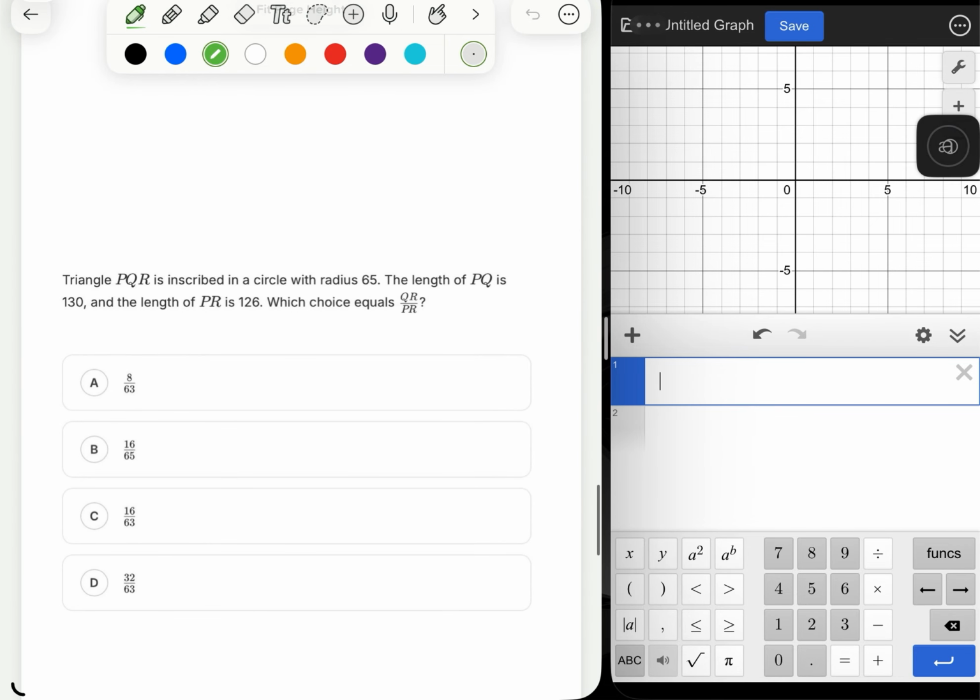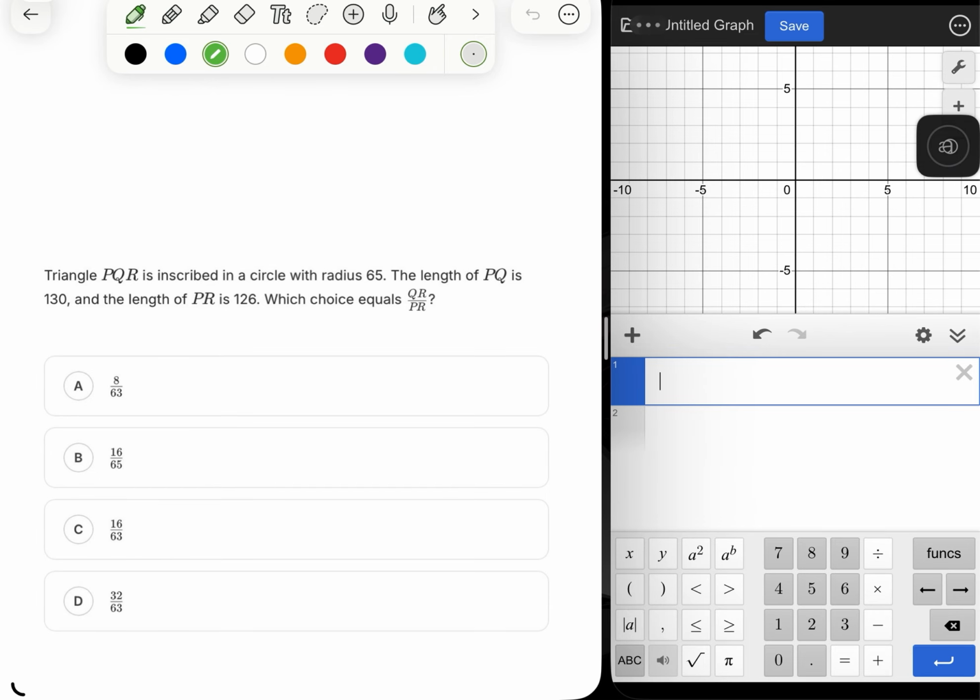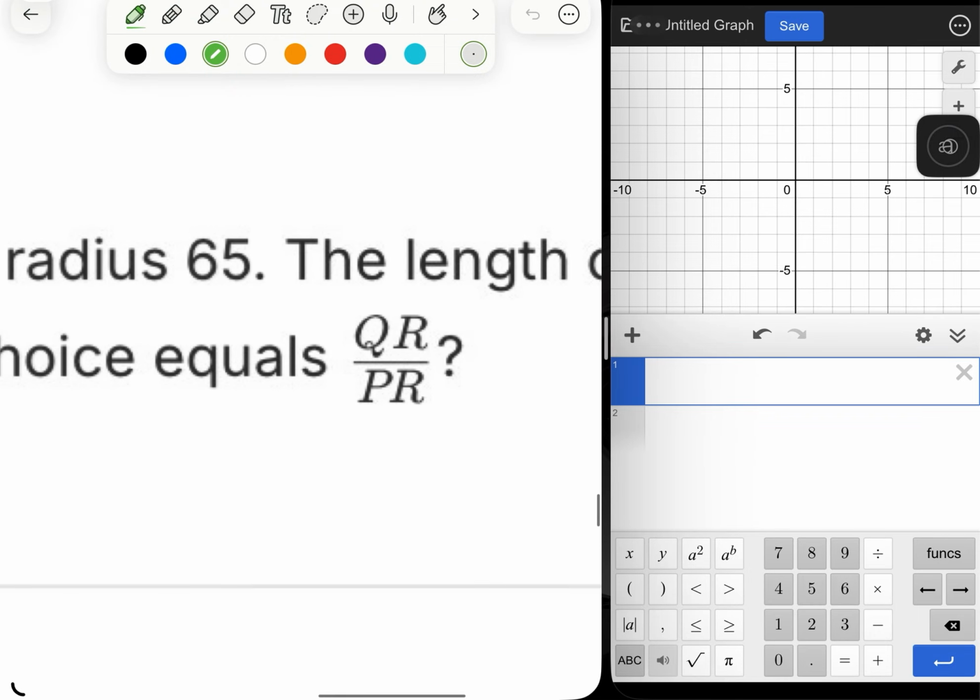Okay, so here we have triangle PQR inscribed in a circle that has a radius of 65. The length of PQ is 130, the length of PR is 126. Which of these answer choices equals the value of QR over PR?